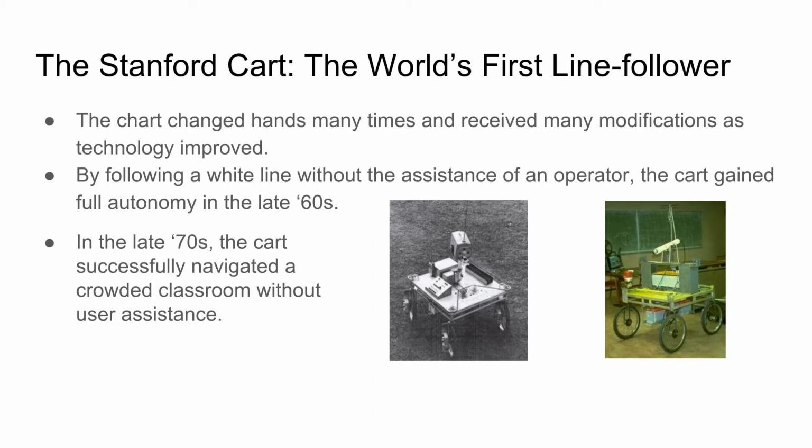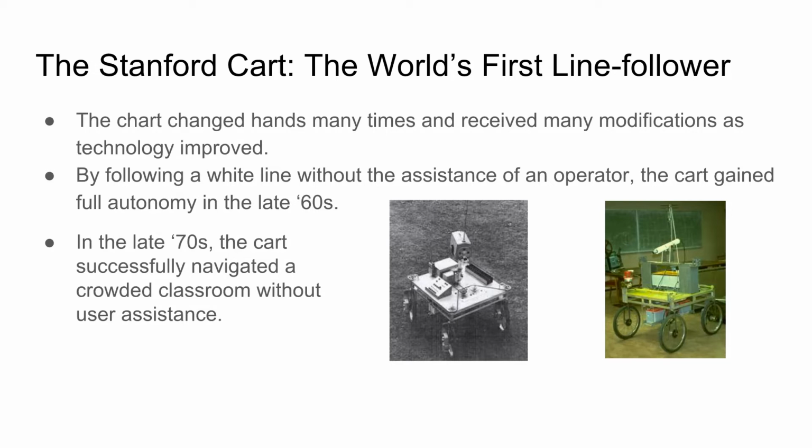Ultimately, Professor John McCarthy began working on the cart and modified it once again. With this version, no operator controlling the cart was needed, with the cart being programmed to follow a solid white line. At this stage in its lifespan, the cart became the world's first autonomous vehicle.